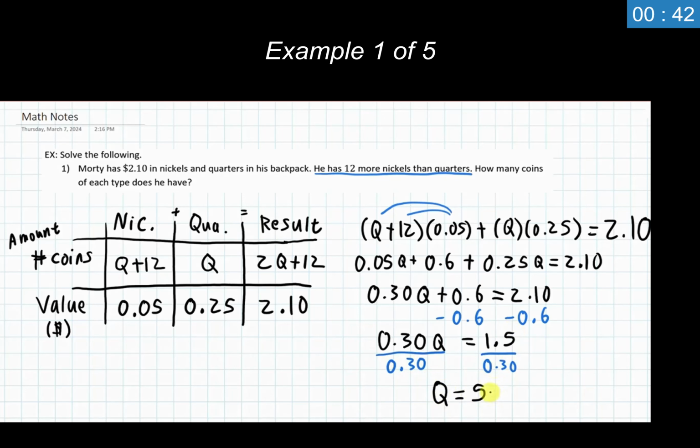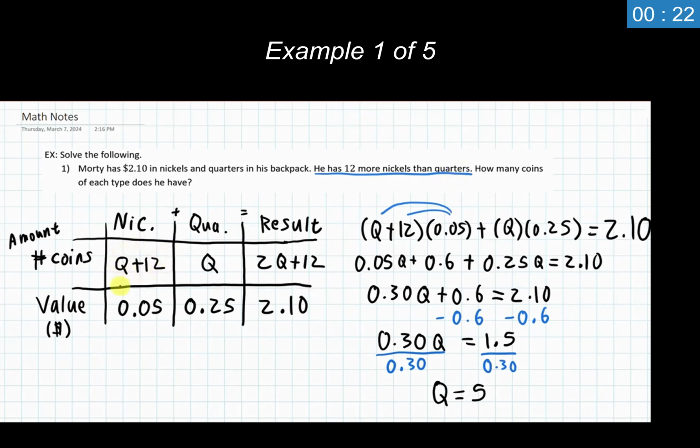So from here, I'm finding out that I have 5 total quarters. With that, I've been asked how many of each type of coin I have. If I know the number of quarters, what do I know about the number of nickels? We're told he has 12 more nickels than quarters. We also have that written right here in our table.